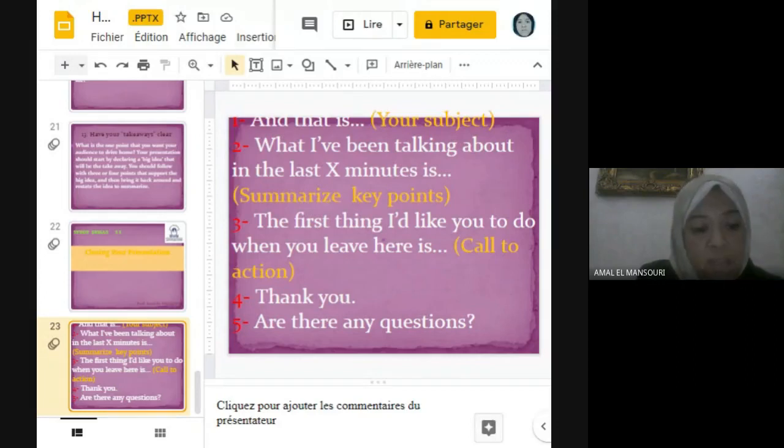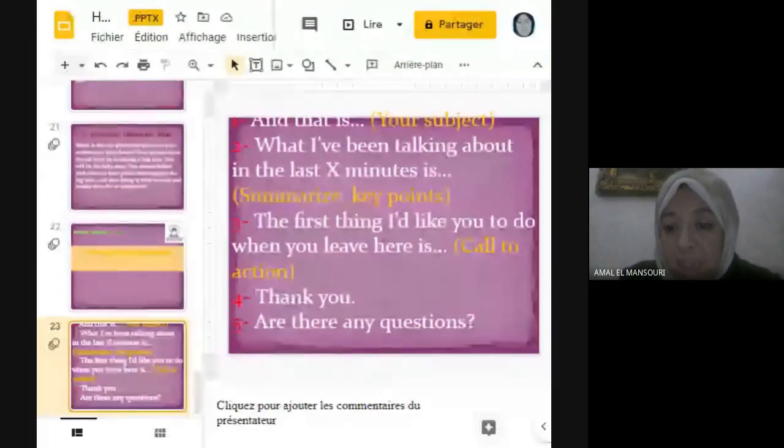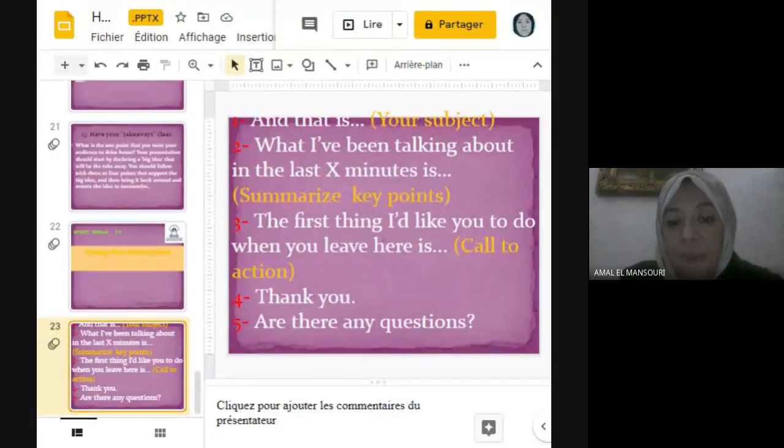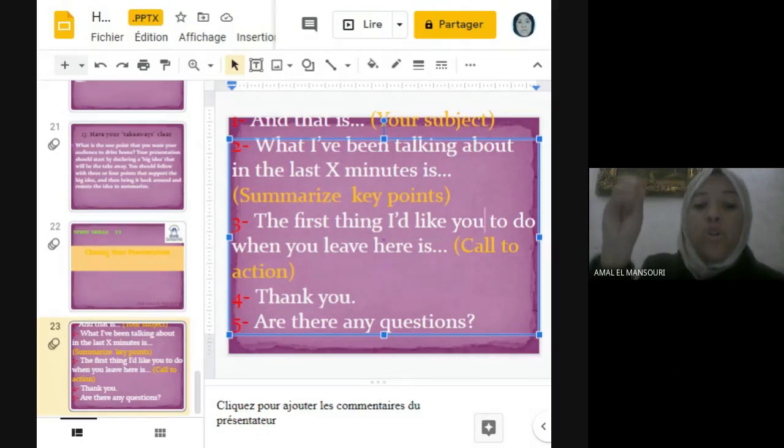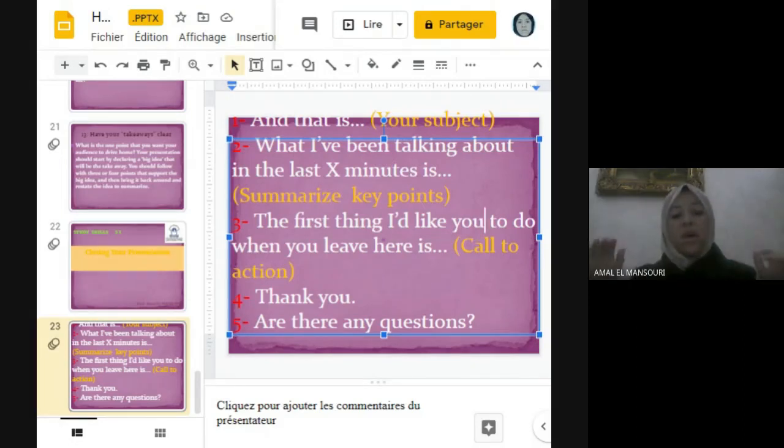Number 3, the first thing I'd like you to do when you leave here is... and then you call to action. If your presentation has a call to action in it, make it the last thing you say. That will again be what people remember and inspire them to make the next step. The clearer and easier the call to action is, the more people will do it. If anyone would like more information or has questions, of course. So what do we mean by call to action? Call to action is that you have to urge them to do the things that you have been talking about during the presentation. So the presentation is over, and then they should apply the things that they have learned during the presentation.